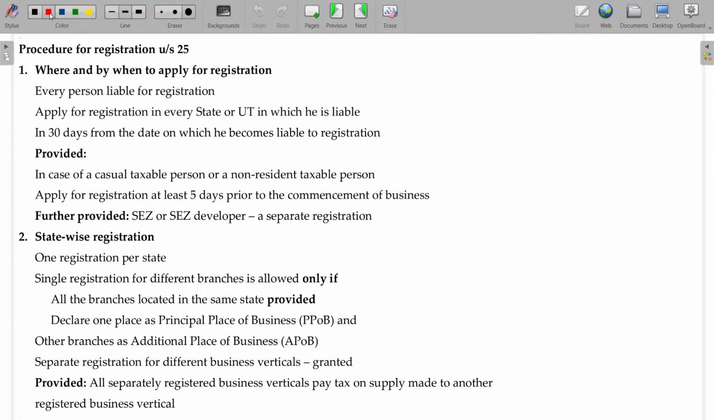Procedure for registration under section 25. Where and by when to apply for registration. So the cutoff date for applying for registration. Every person liable for registration has to apply for registration in every state or union territory, as already told, in 30 days from the date on which he becomes liable for registration. From the date of liability, he has to apply within 30 days. Already I told you, threshold limit. Until that time you need not register. The moment it crosses, you are liable for registration.